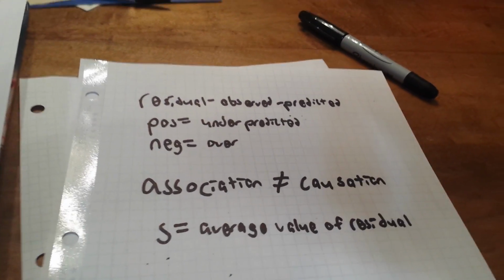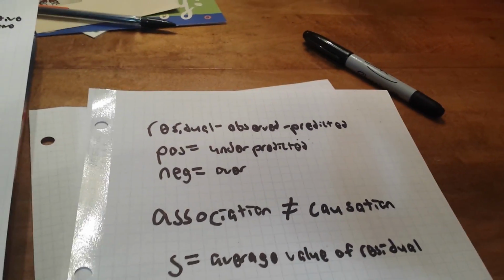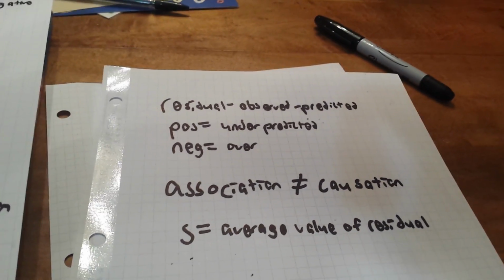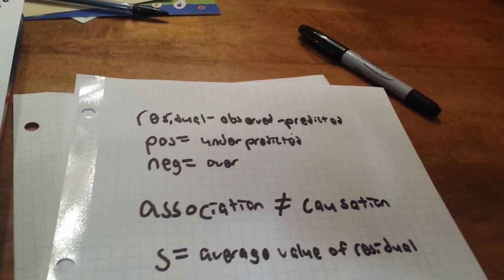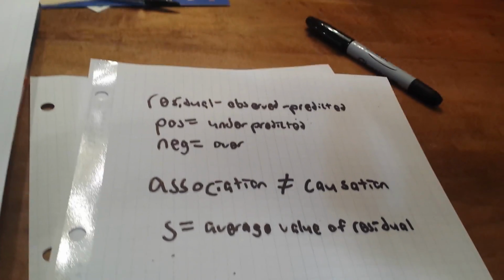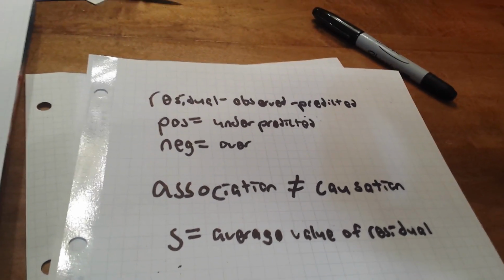And one really important point of this unit is that association and causation are not always linked. Just because two variables are associated with each other, it does not necessarily mean that one variable caused the other.